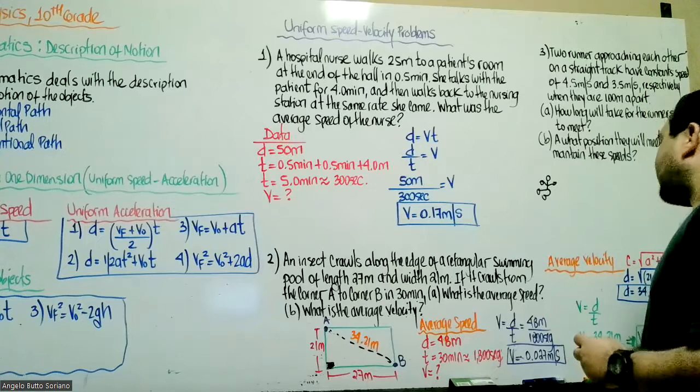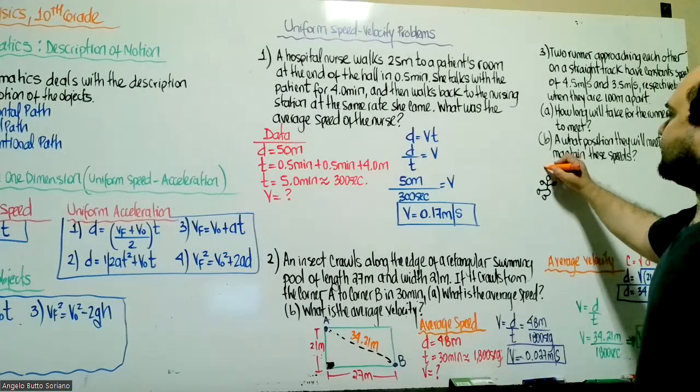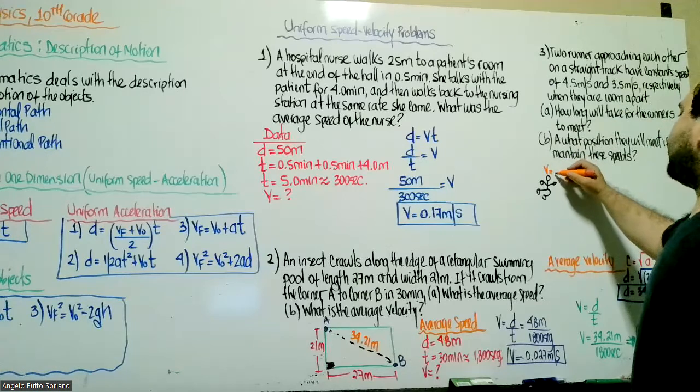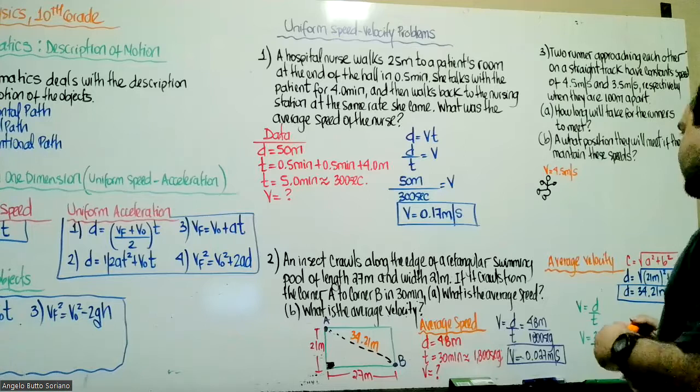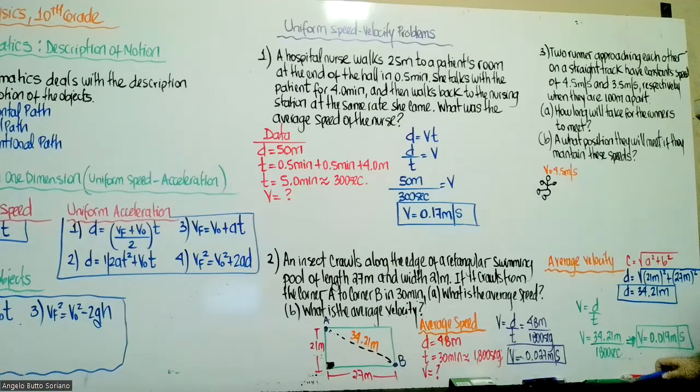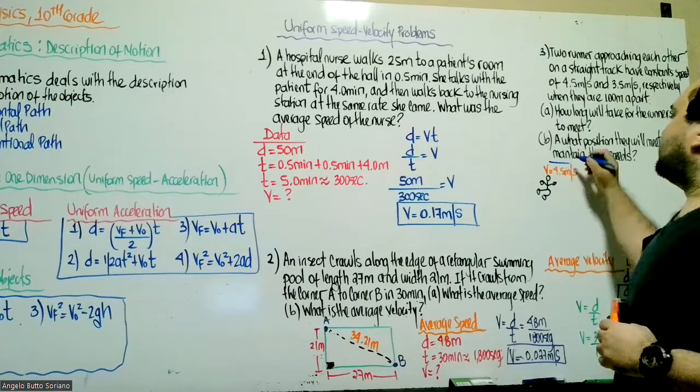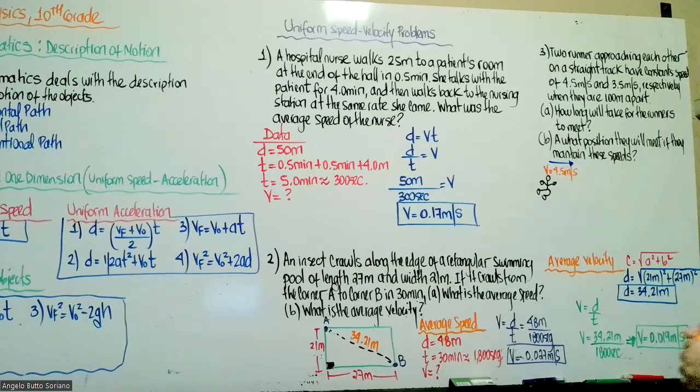We can assume this runner has a velocity of 4.5 meters per second. Obviously, this runner moves to the right side over here. And the other one moves to the left side, with a velocity of 3.5 meters per second.